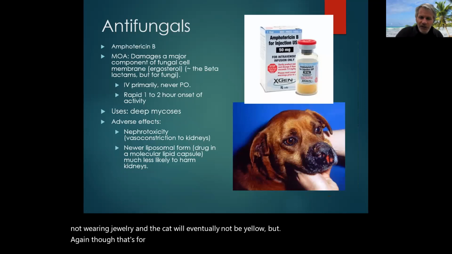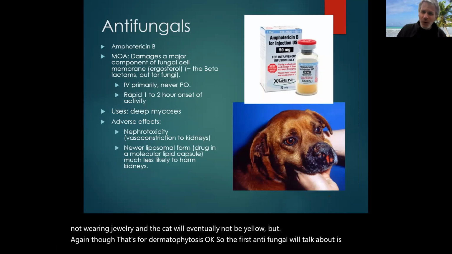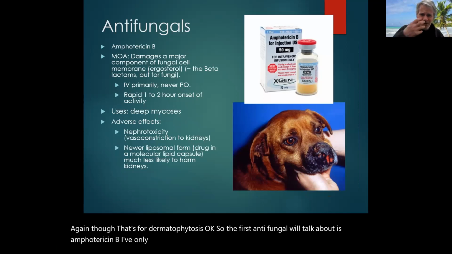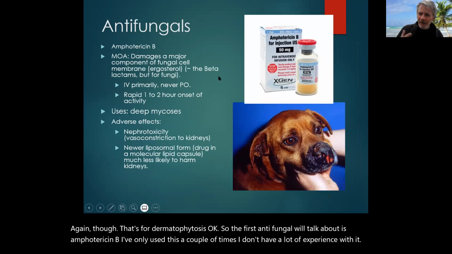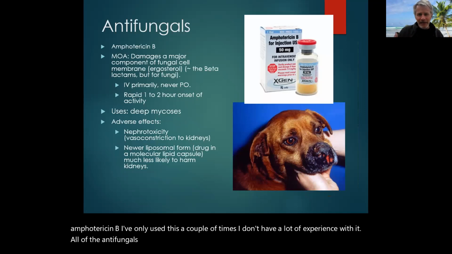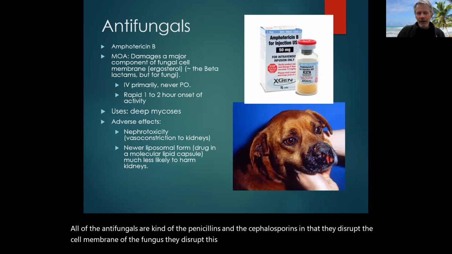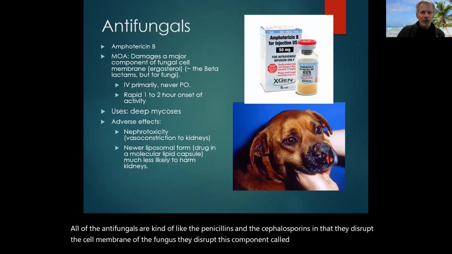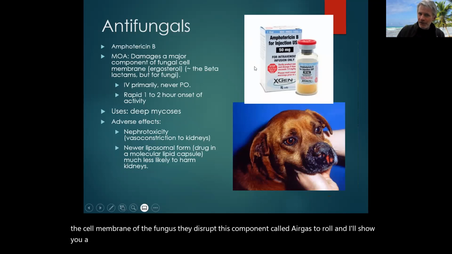Okay, so the first antifungal we'll talk about is amphotericin B. I've only used this a couple of times. I don't have a lot of experience with it. All of the antifungals are kind of like the penicillins and the cephalosporins in that they disrupt the cell membrane of the fungus. They disrupt this component called ergosterol. And I'll show you a picture. So that's how amphotericin B works.